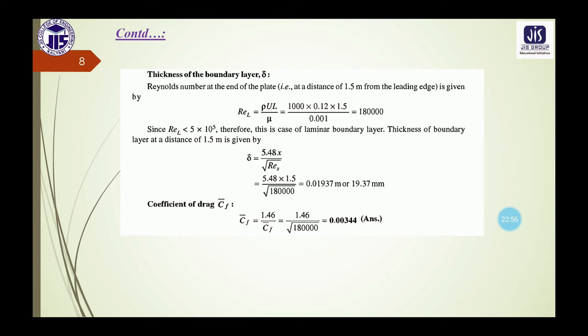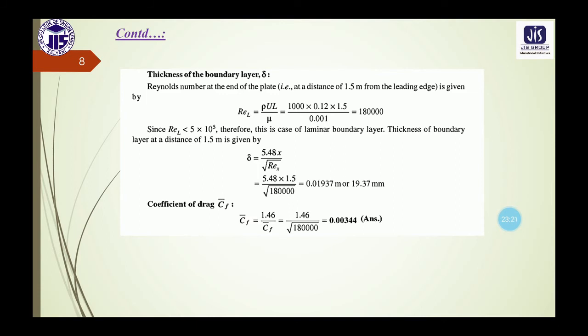Now the formula for the thickness of the boundary layer will be delta equals 5.48x divided by root under Re_x. The value of the Reynolds number we have just now calculated. So if we put all these values in the formula of delta, then ultimately we get the value of delta, the boundary layer thickness, as 19.37 millimeters.